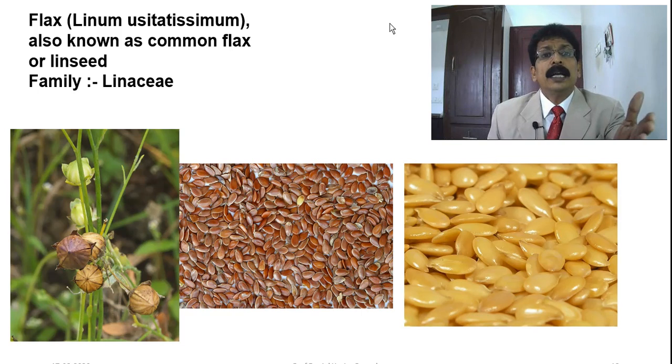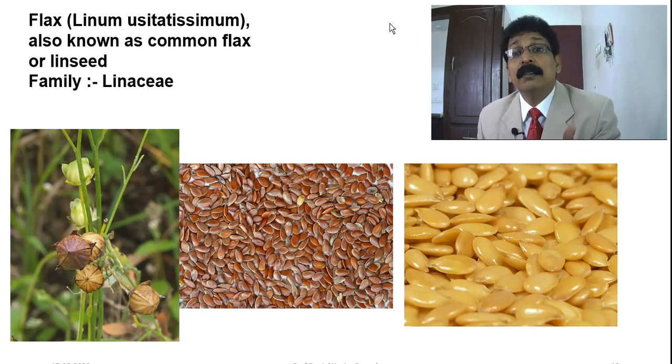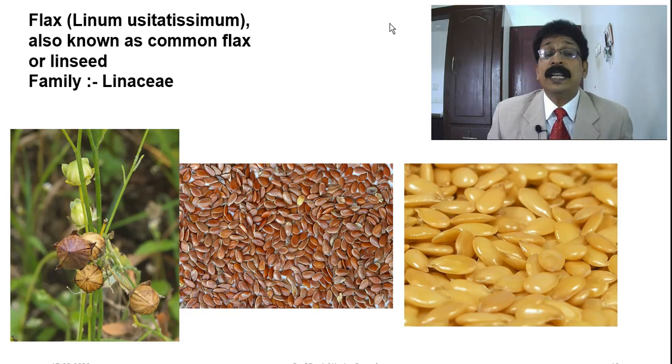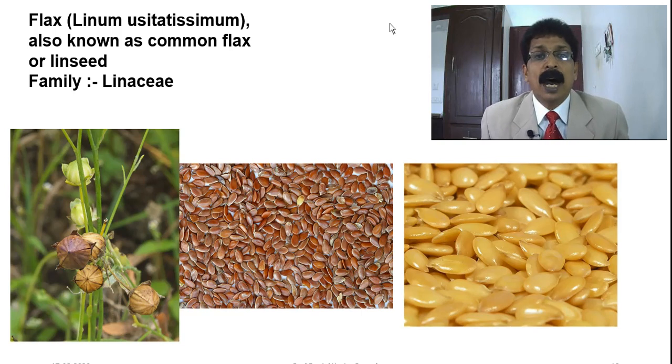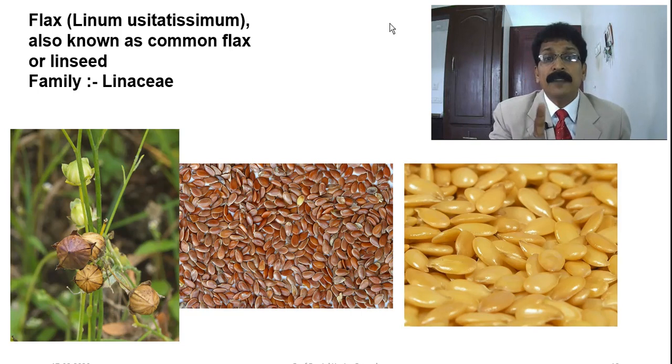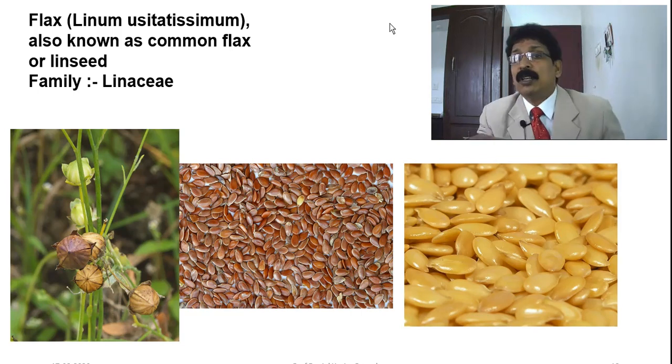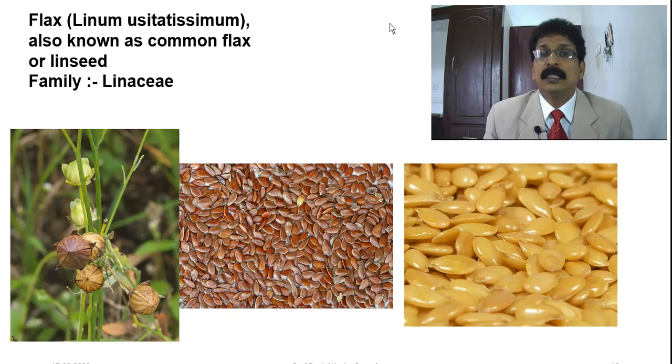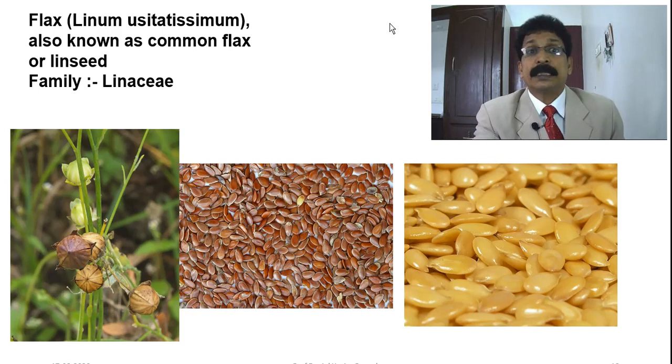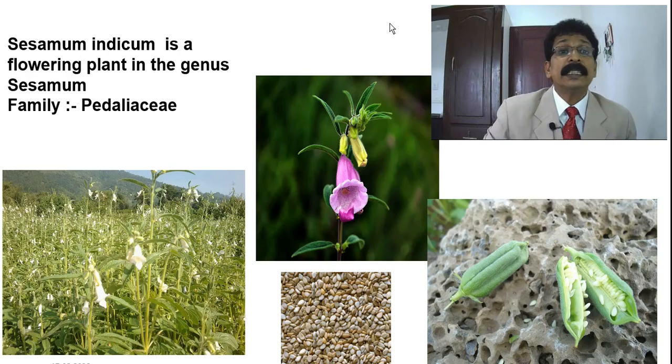And Linum usitatissimum is the botanical source of linseed, which is commonly called flax or linseed, also available in the market. This is not sesame, yellow is different, and it also swells very fast. It can be used for various medicinal purposes, and it is an example of the lignans, a class of flavonoids, which are present in them.